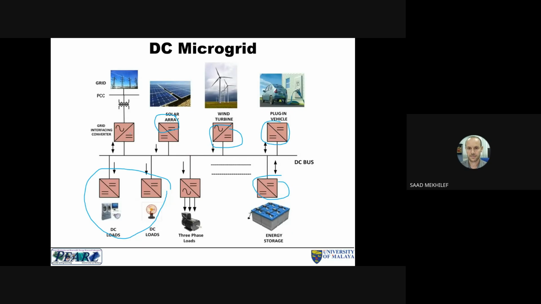But if you want to have a grid connected, then you will have what I call a grid interfacing converter. That helps you to hook to the grid system. Okay, is it clear?